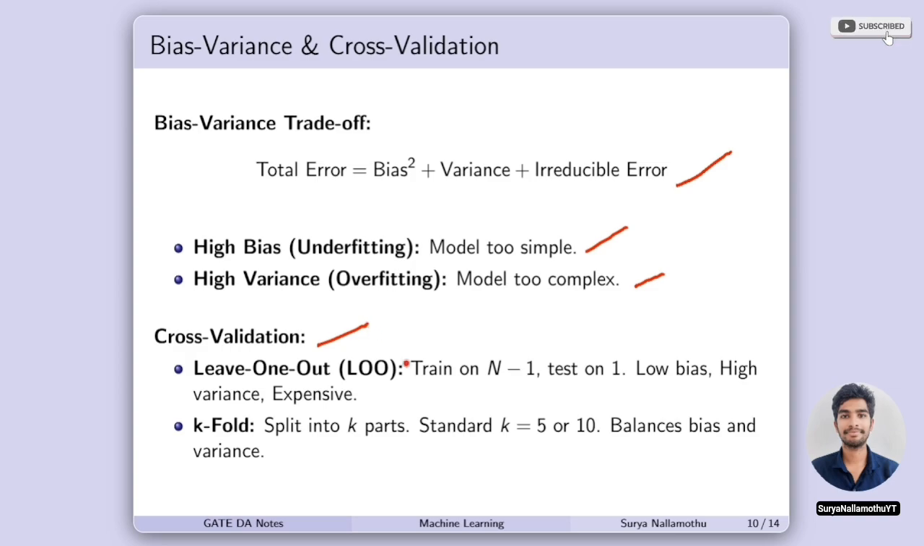Leave-one-out means we leave out a specific sample: n minus 1 for training and 1 for testing. It means one is the test set and the remaining n minus 1 is the training set. By splitting this way, we get low bias and high variance, but it is expensive. Next, k-fold splits the data into k parts. If k is equal to 5, it balances bias and variance, and this way we apply cross validation as k-fold.